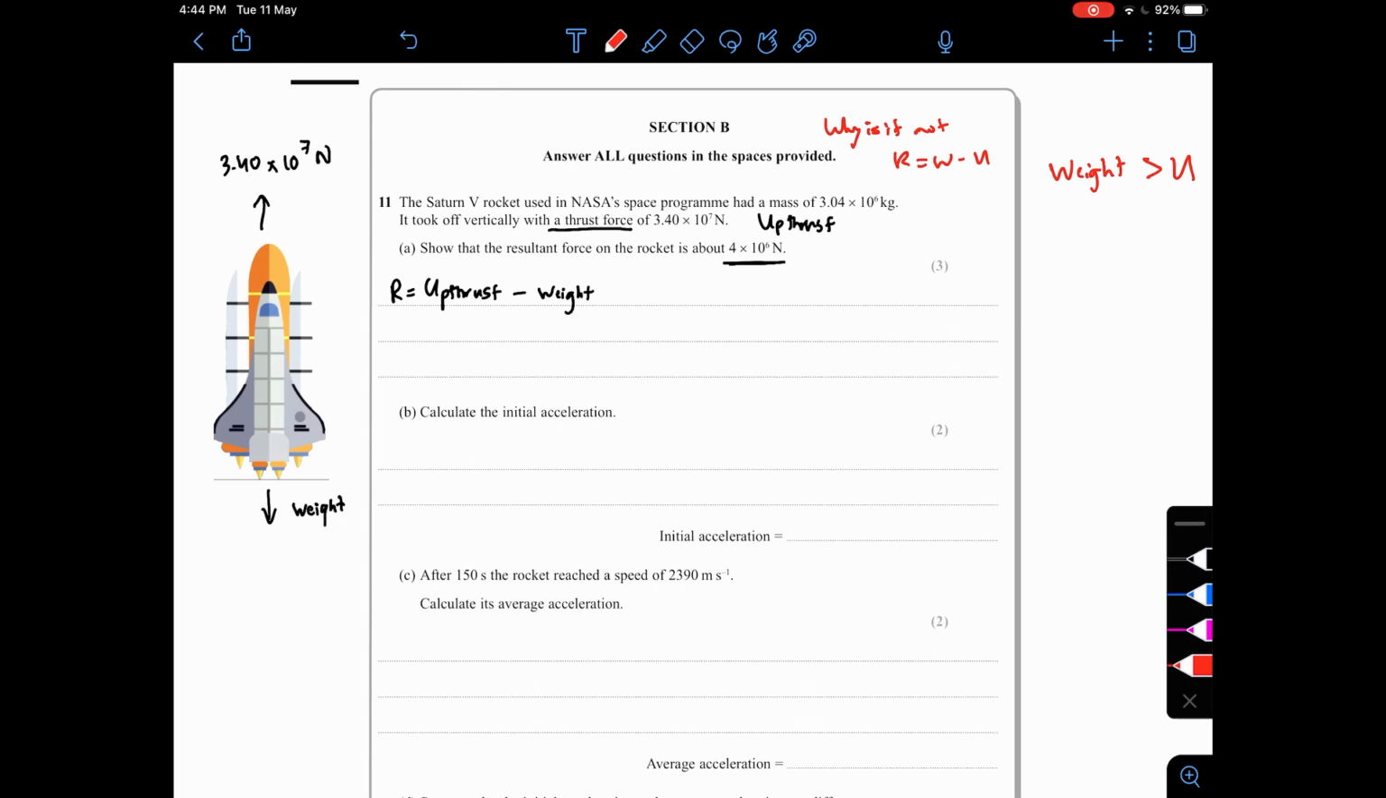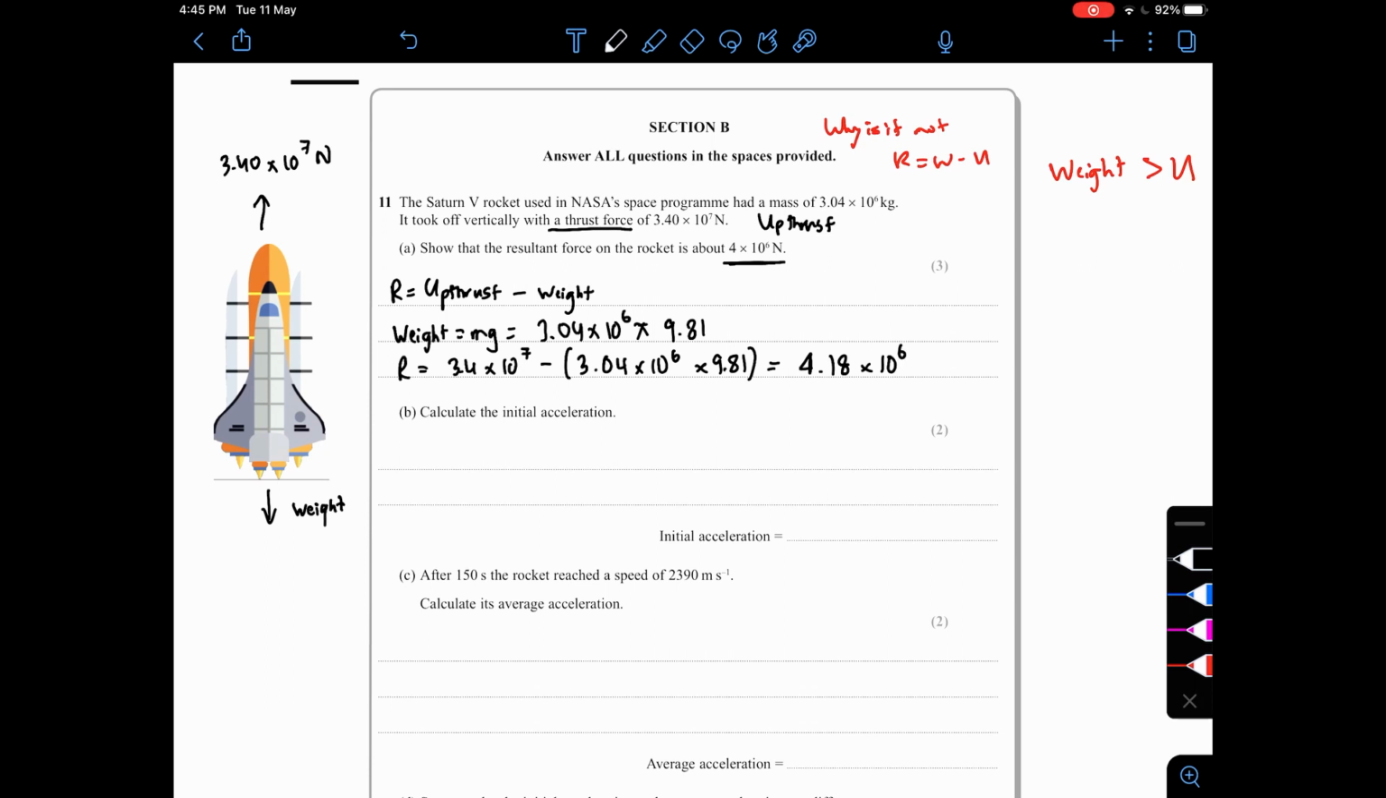So now we need to find the weight, right? So weight is mg. So that's going to be 3.04 times 10 to the power 6 times 9.81. So our resultant force would be 3.4 times 10 to the power 7 take away the weight, so 3.04 times 10 to the power 6 times 9.81. Now the answer you'll get, we need to round it off to what? The answer we'll get is around 4.18 times 10 to the power of 6.